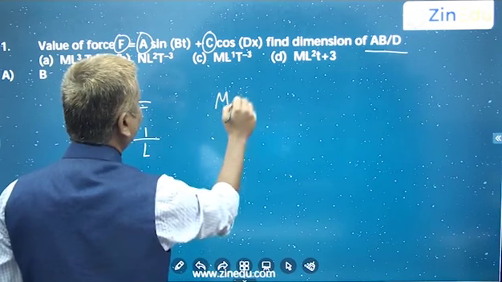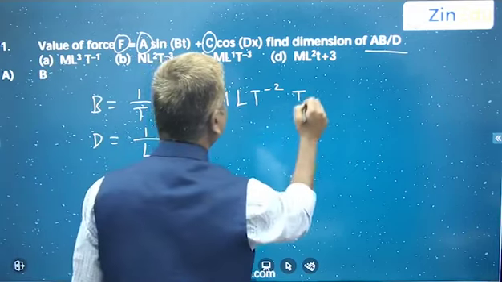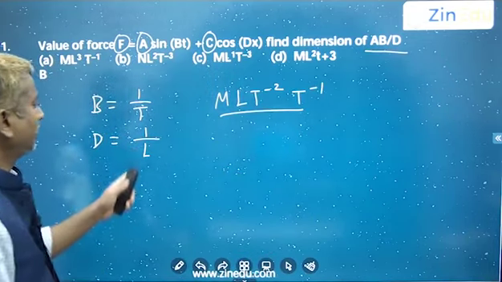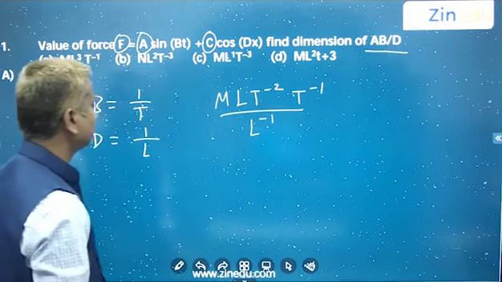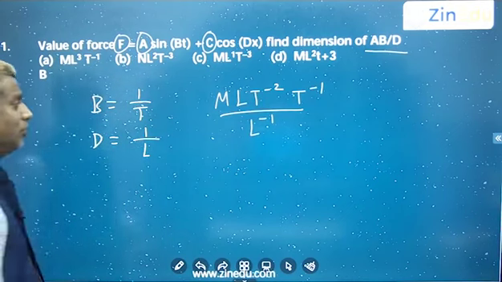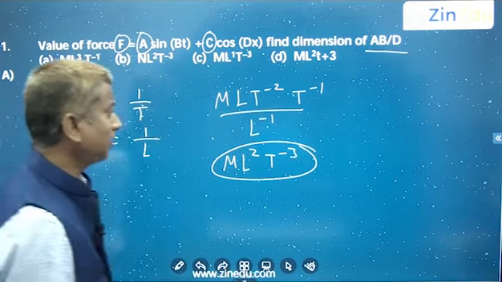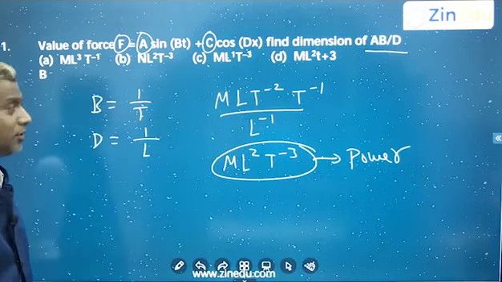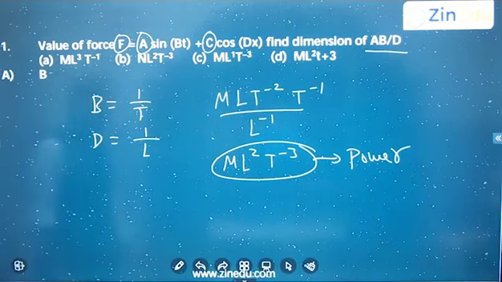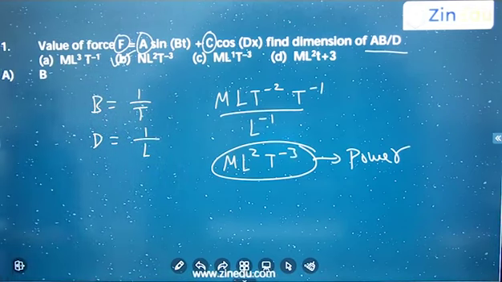So A is force, which we know is M L T power minus 2. B is T power minus 1, upon D, which is 1 by L, so L power minus 1. So you will be getting M L power 2 T power minus 3. It is nothing but the same dimension as power. So that is the first one, option B, M L square T power minus 3.